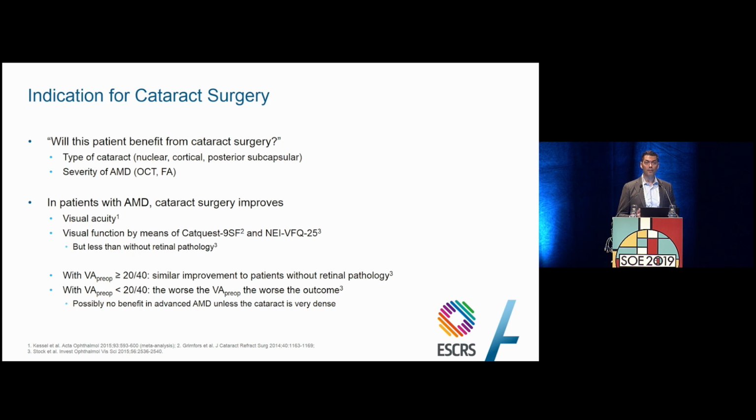One study found something very interesting, I thought: if your visual acuity is above 20/40, 0.5 Snellen visual acuity, then patients with macular degeneration have a similar improvement to patients without retinal pathology. If preoperatively they have a visual acuity less than 0.5, less than 20/40 vision, then the worse the visual acuity pre-op, the worse the outcome. But still, they benefit from surgery. And only in advanced AMD cases, the cataract has to be very severe for the patient to benefit from the surgery.